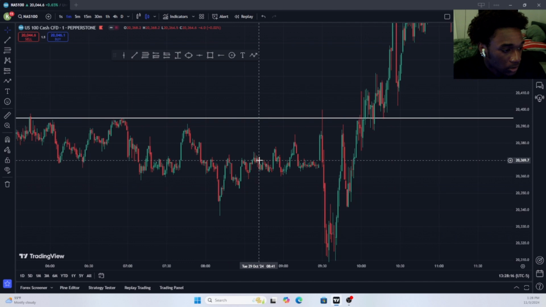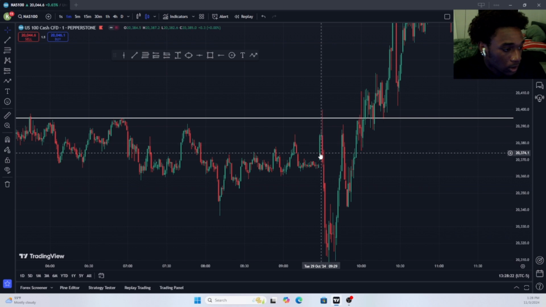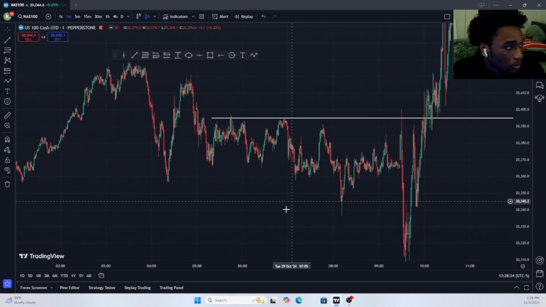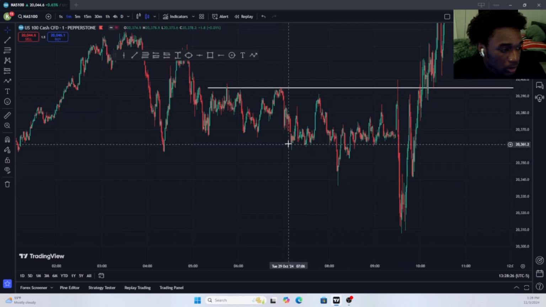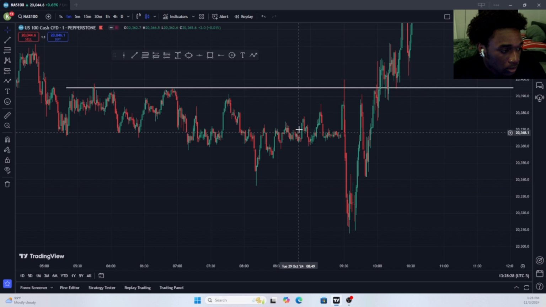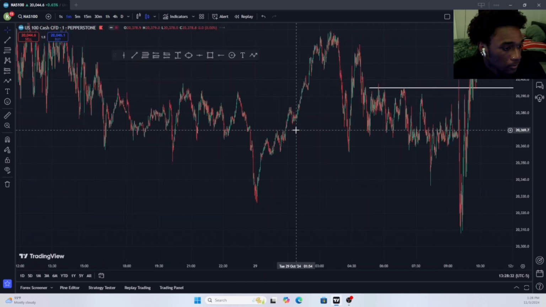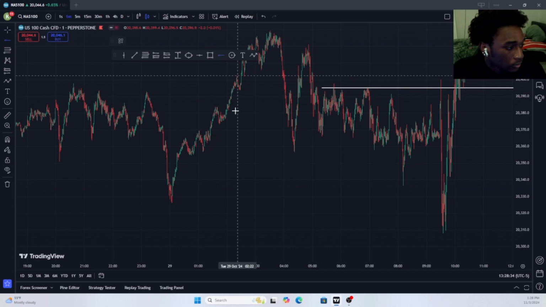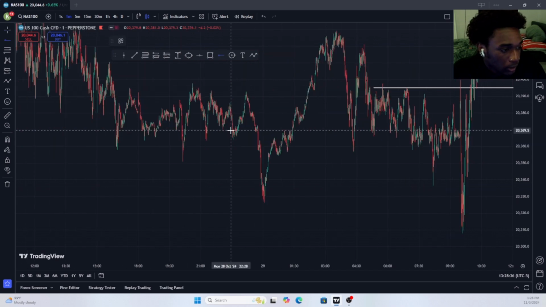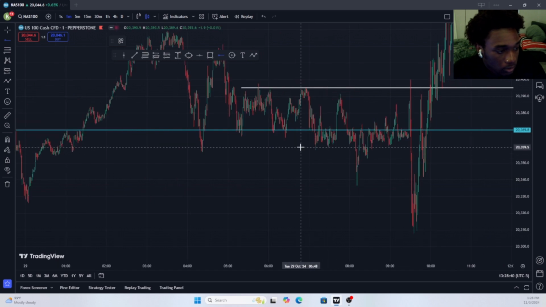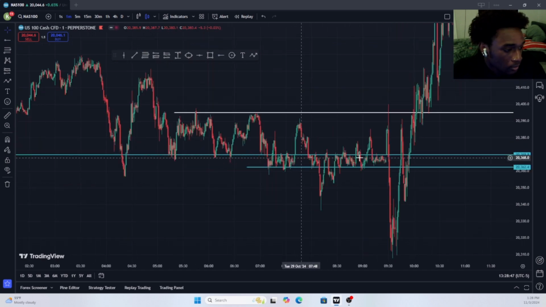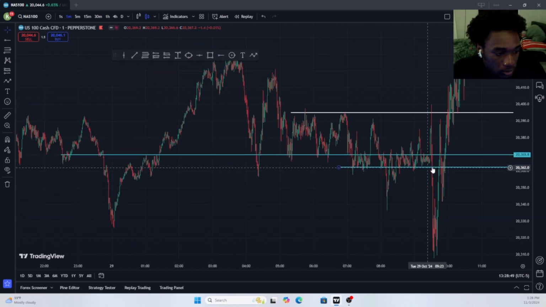You guys can see here we have resistance, but pre-market price broke that zone. 930 hit. We got this. So on this trade, I would be looking for price to break either this zone right here, or this zone right here. But normally I would look for price to break this zone.